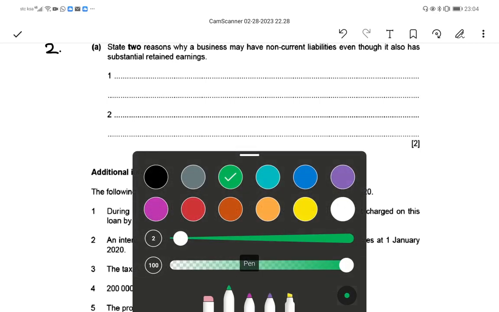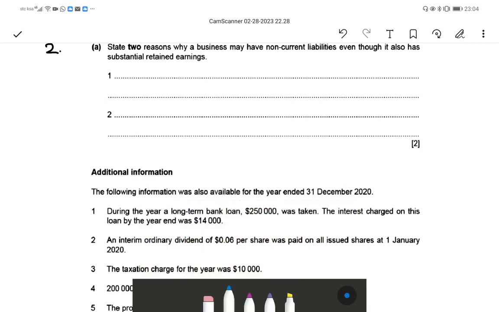Today we are going to solve A-level accounting specimen paper 3 question number 2. 2A. State 2 reasons why a business may have non-current liabilities even though it also has substantial retained earnings. Retained earnings are not the same as cash.